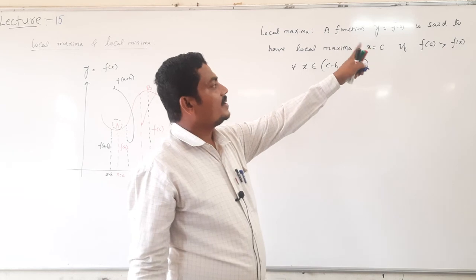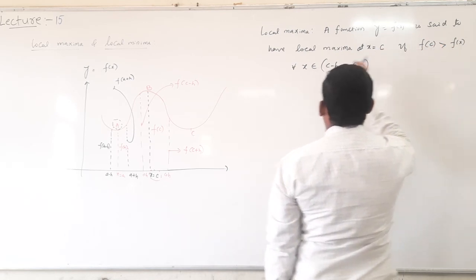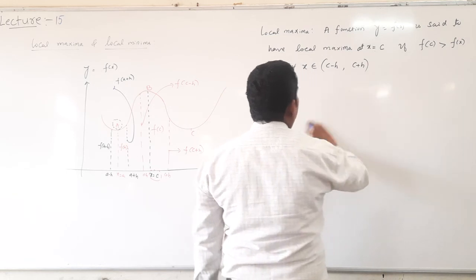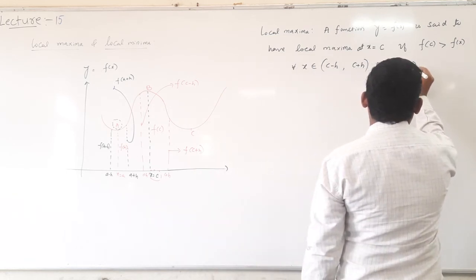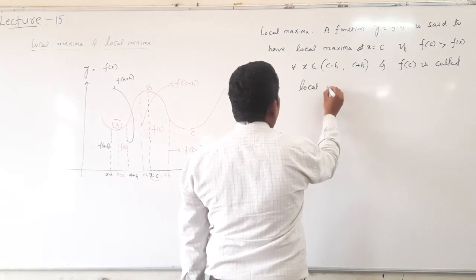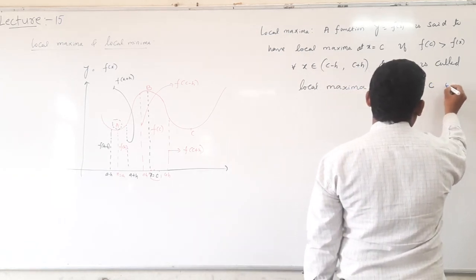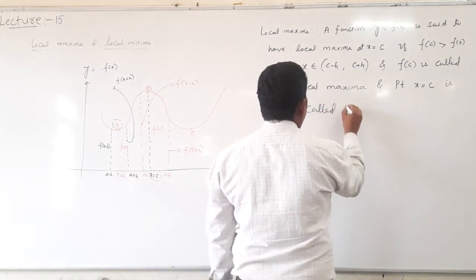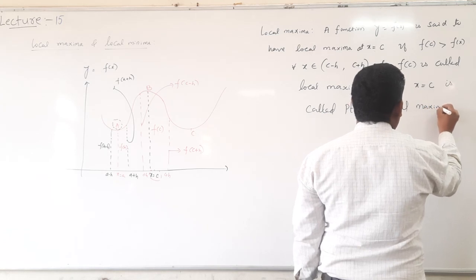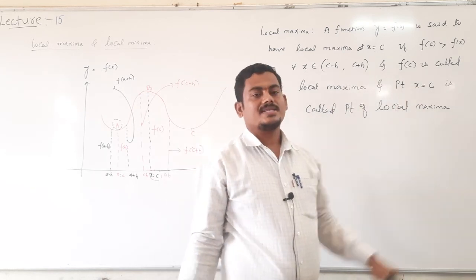A function y equal to f(x) is said to have local maxima at x equal to c if f(c) is greater than f(x) for all x belonging to (c minus h, c plus h), and f(c) is called the local maxima, and the point x equal to c is called the point of local maxima.